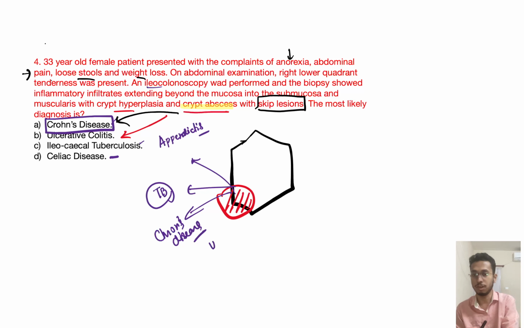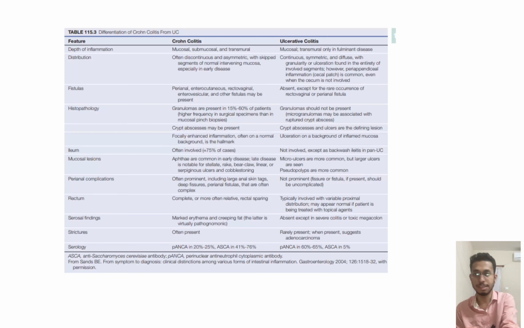Okay, all right. So, this is the table from Sleisenger, which again shows the difference between Crohn's colitis and ulcerative colitis. If you take Crohn's colitis, it is mucosal, submucosal and transmural involvement, but transmural is in the later stage, in the fulminant disease. In histopathology, granuloma is seen, and granuloma is usually absent in ulcerative colitis. All right, and crypt abscess may be present.